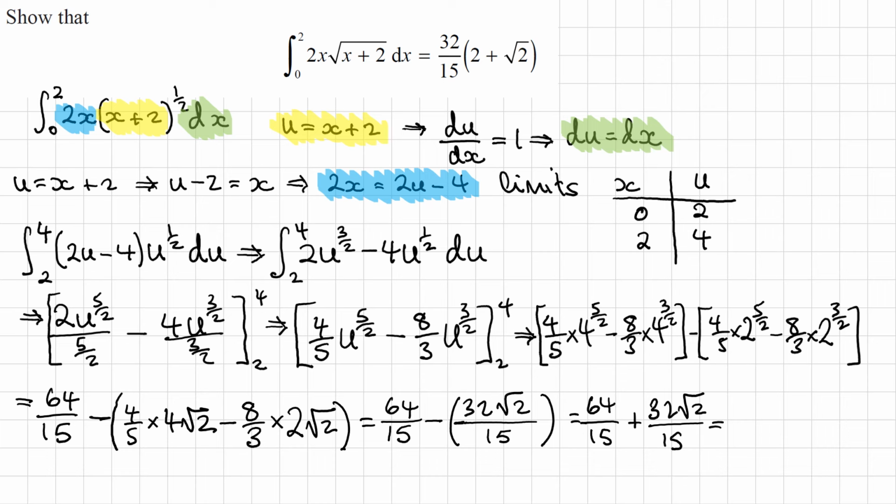Now, whenever we get these types of questions where it's a show that, we must always give our answer in the exact form that they've asked for. So, just one more step, we want to get it looking exactly like what we've been asked to do. So there needs to be a 32 over 15 outside the brackets. Now to get 64 over 15, the first term in the bracket needs to be 2. And this 32 root 2 over 15 needs to be multiplied by root 2 to get that second term. So now I can see it's exactly what they require.